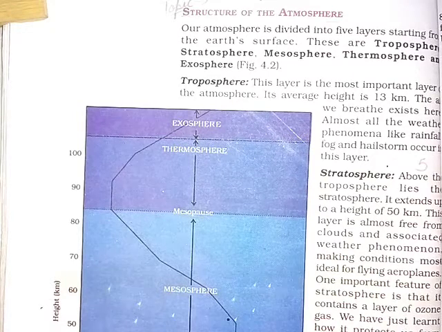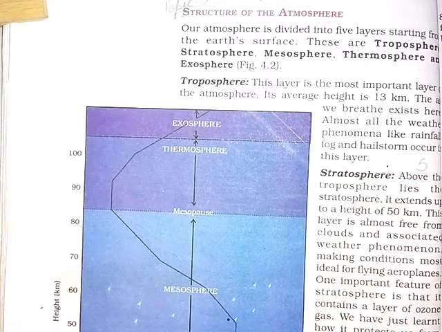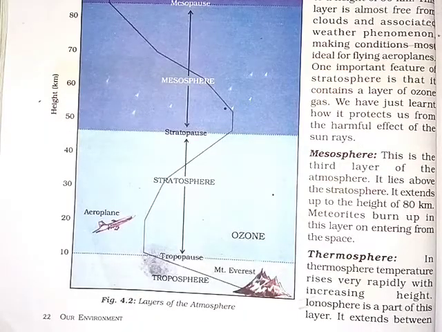Stratosphere. Above the troposphere lies the stratosphere. It extends up to the height of 50 km. This layer is almost free from clouds and associated weather phenomena, making conditions most ideal for flying aeroplanes. One important feature of stratosphere is that it contains a layer of ozone gas. We have learned how it protects us from the harmful effects of the sun's rays.